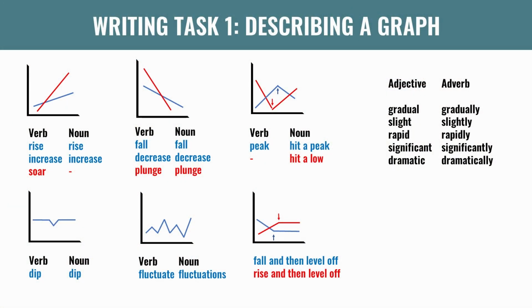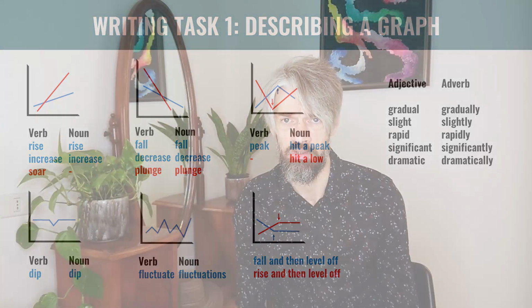I've put these into groups of similar meaning, and I've included both the verbs and the nouns where available. It's important that you use a combination of verbs and nouns as it avoids repetition. Now, let's look at an example of a Task 1 writing.